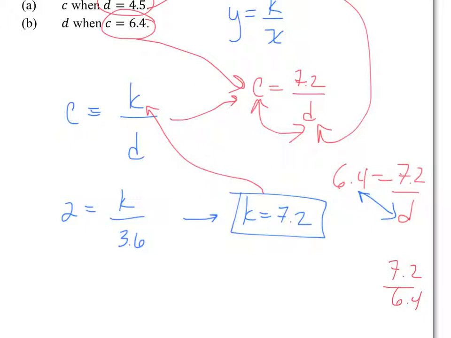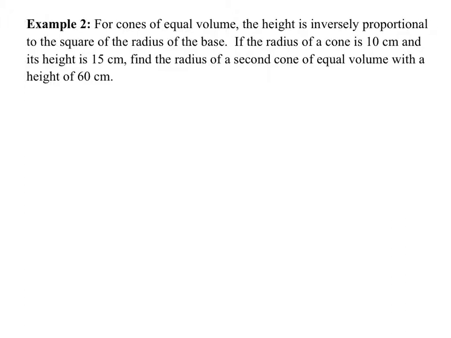All right, let's look at an example. That's a word problem. Can you read for us, Charles? For cones of equal volume, the height is inversely proportional to the square of the radius of the base. The radius of the cone is 10 centimeters, and the height is 15 centimeters. Find the radius of the second cone of equal volume with the height of 60 centimeters.